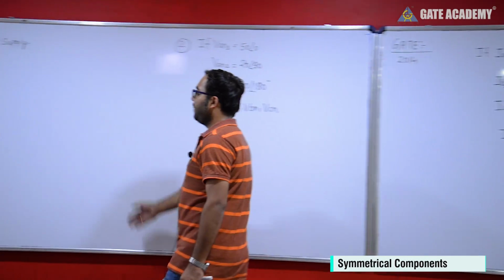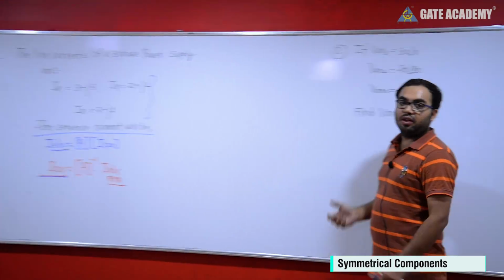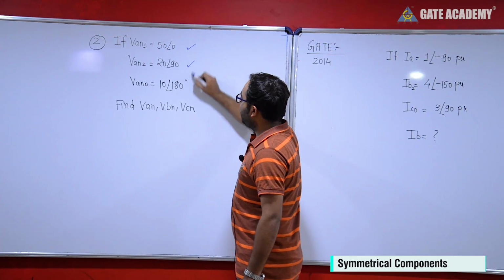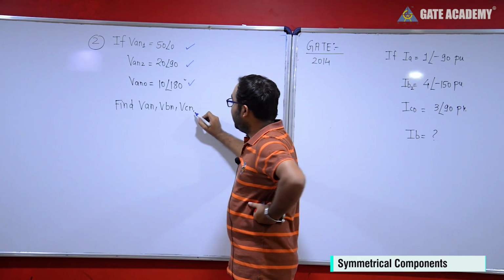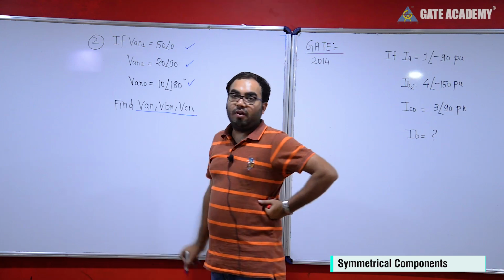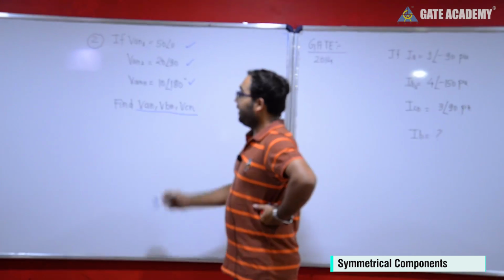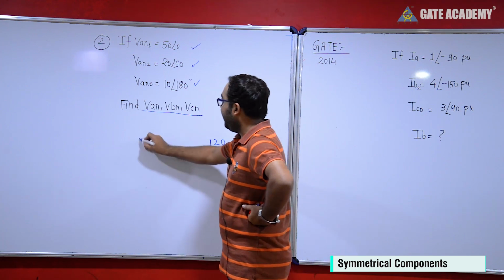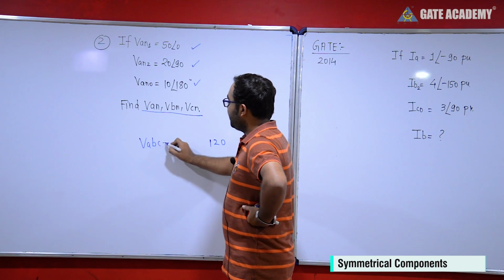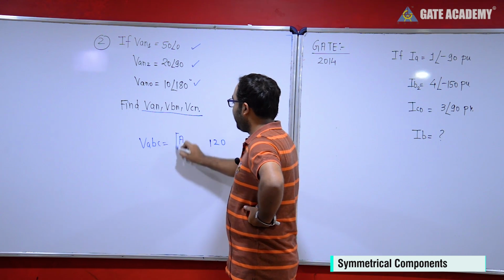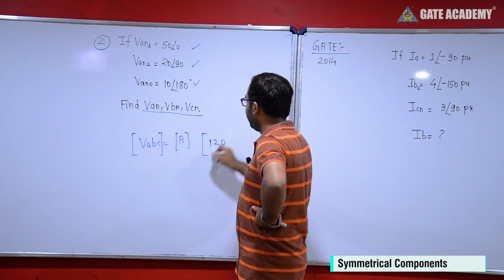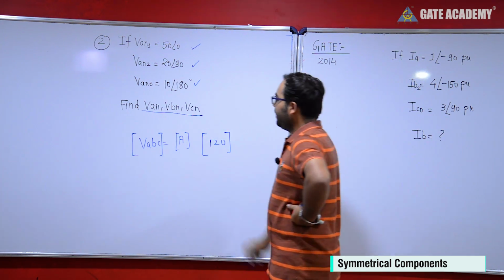Now we saw the question based on current. Now we will see the question based on voltage. Here VAN1, VAN2, VAN0 are given, and we are going to find the values of VAN, VBN, VCN. The trick is that we have 120 given and we will find ABC. So which matrix are we going to use? We will use the matrix A. In this way we can judge where to use A and where to use A inverse. It's quite simple.